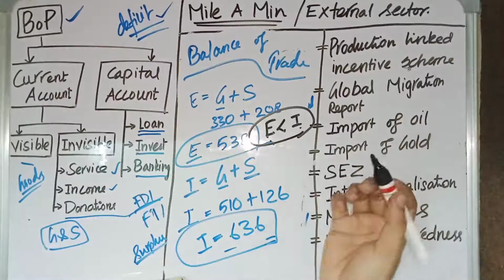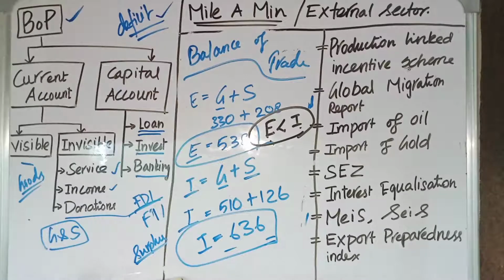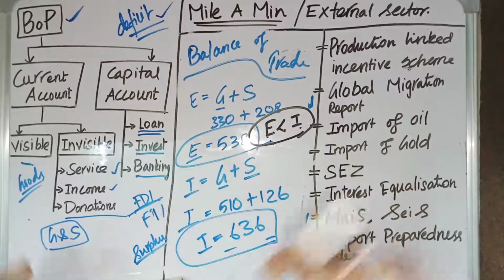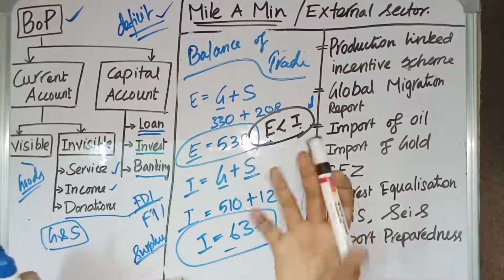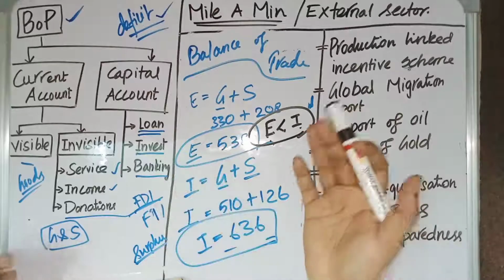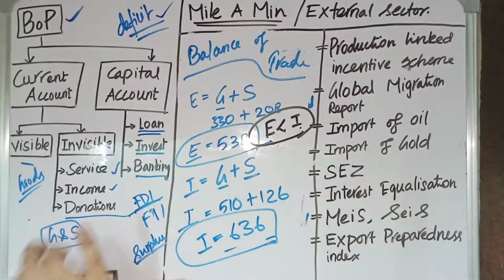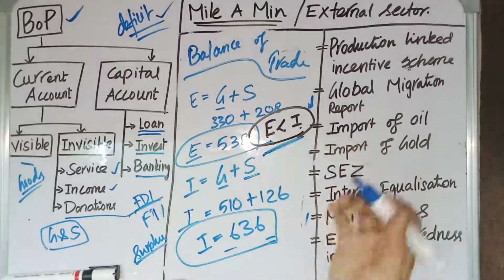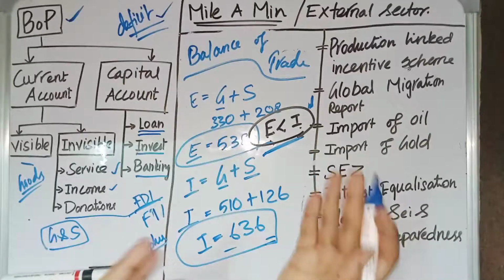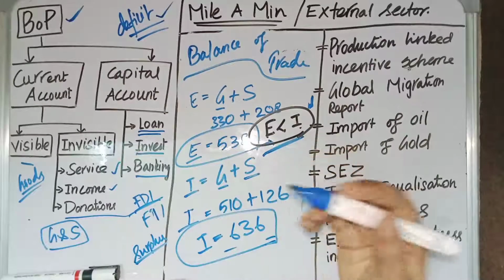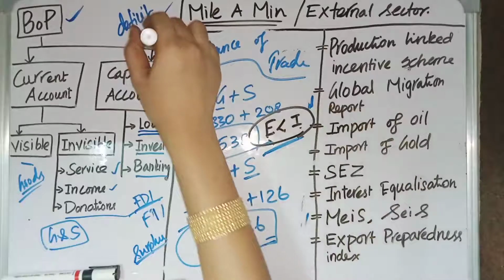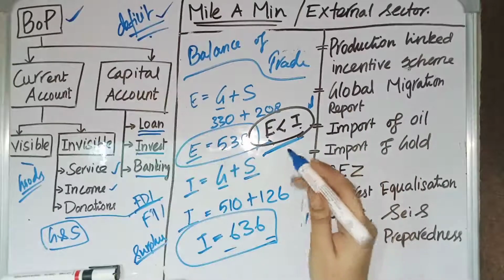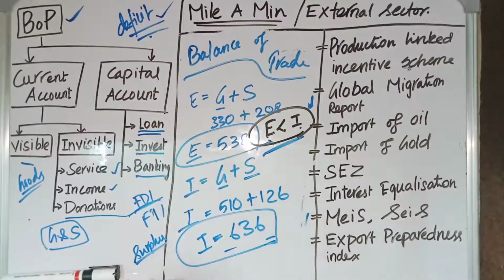So import is higher. If the import is higher, we need to give more dollars from us, and the amount of dollars which we are getting from the foreign country because of the export is low. That is the basic thing. So if it is the case, then we are in trade deficit. If export is less compared to import, then we are in trade deficit. If import is less compared to export, then we are in trade surplus.